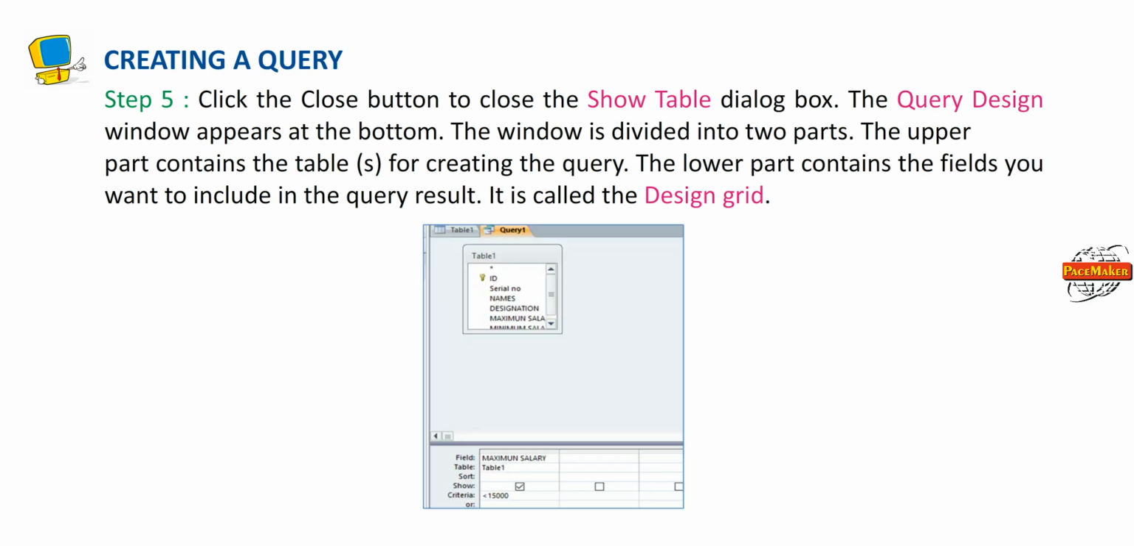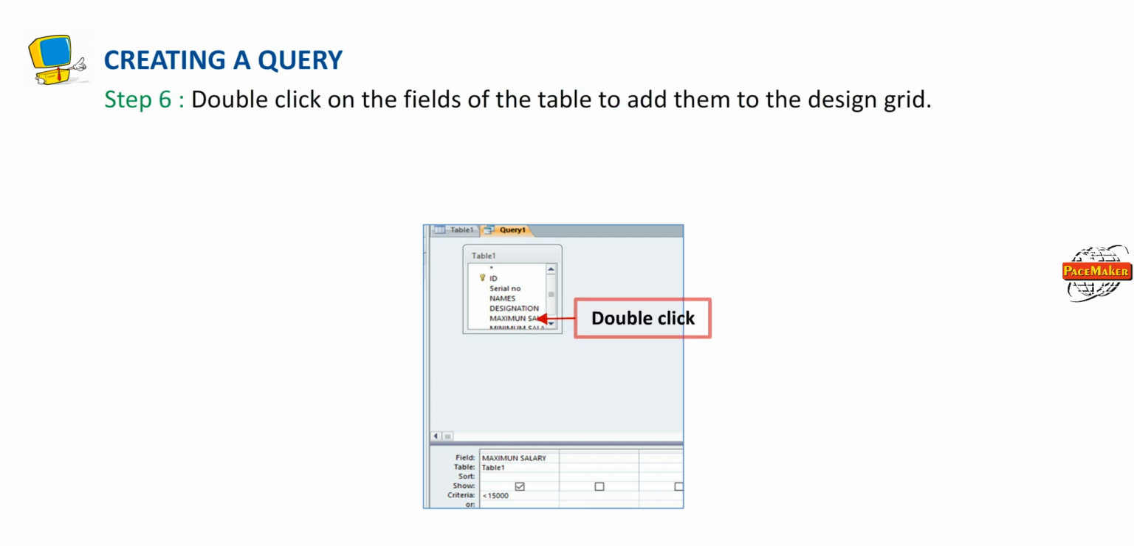The Query Design window appears. The window is divided into two parts. The upper part contains the tables for creating the query. The lower part contains the fields you want to include in the query result. It is called the Design Grid. In step 6, double-click on the fields of the table to add them to the Design Grid.